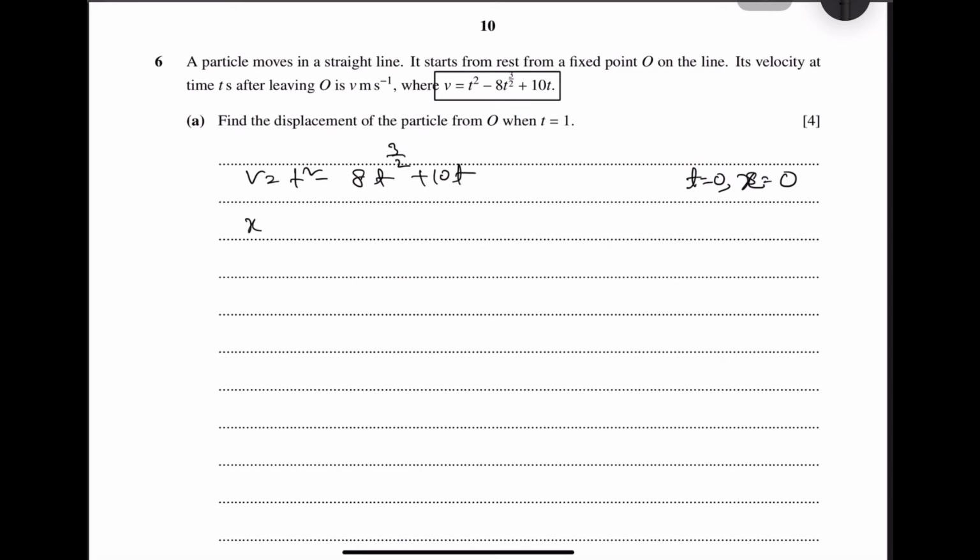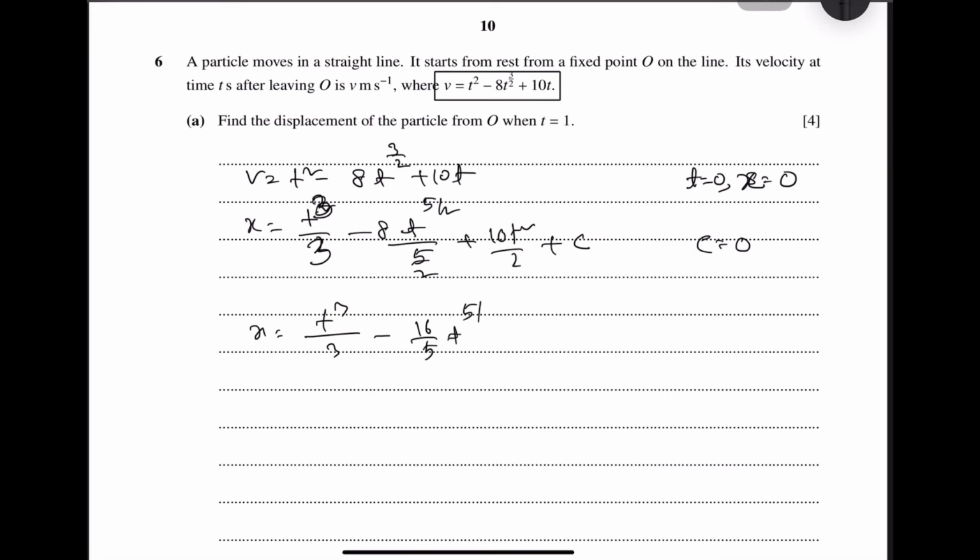We integrate v to get displacement. This will be t cubed by 3 minus 8 t to the power 5 by 2 divided by 5 by 2, plus 10 t squared by 2, plus c. If at t equals 0, x equals 0, then c is also 0. Then x will be t cubed by 3 minus 16 by 5 t to the power 5 by 2 plus 5t squared.